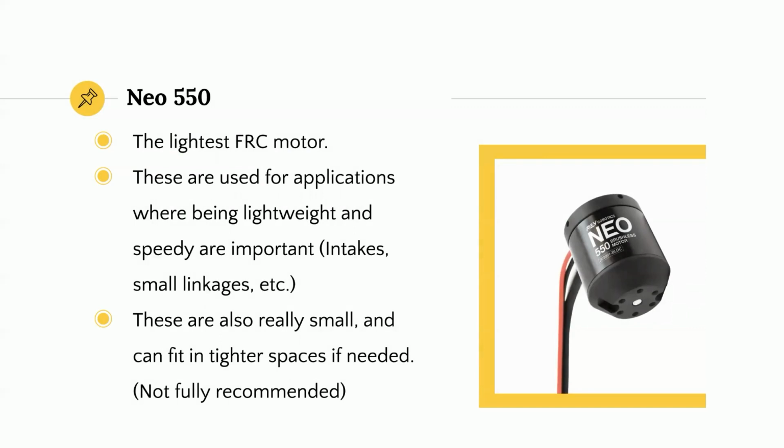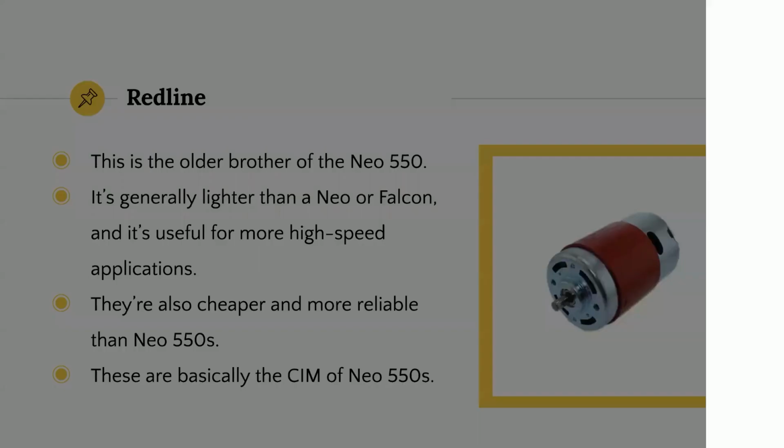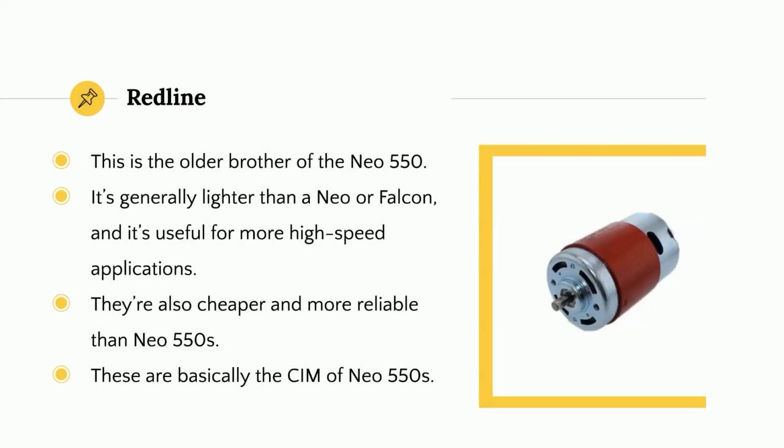Neo 550s. This is the lightest FRC motor. These are used for applications where being lightweight and speedy are important. So for example, intakes, small linkages, etc. These are also really small and can fit in tighter spaces if needed. I don't fully recommend this. I always try to design things so it's easy to access. However, if you do need to put a motor in a very tight space, this is the only motor you're going to do it with. Love these things.